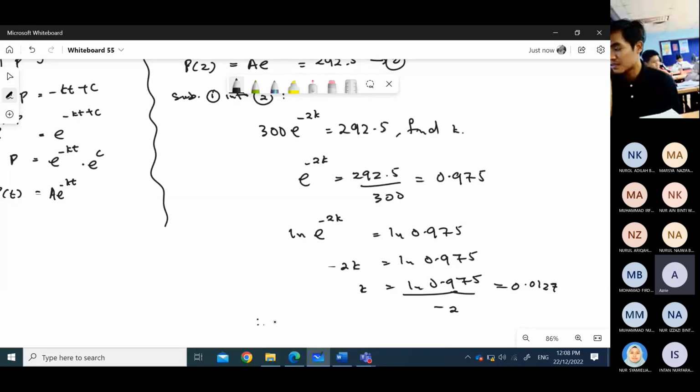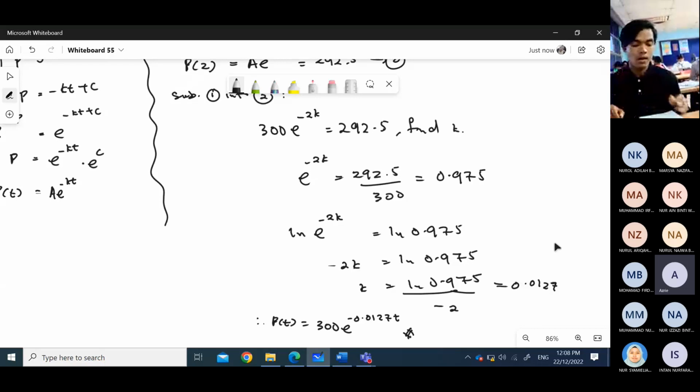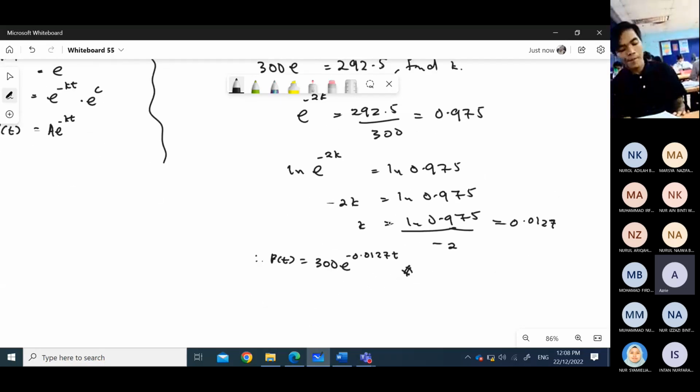Therefore, the radioactive isotope at any time T is, dimasukkanlah A dengan K, 300 exponent negative 0.0127 T. So dia minta apply. Okay. So this one is the first question.